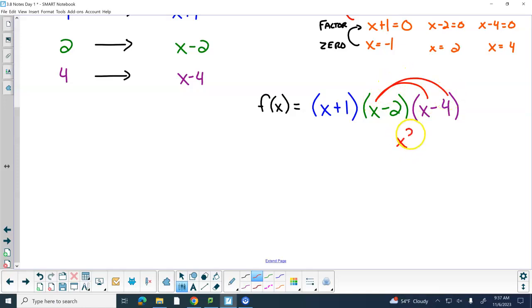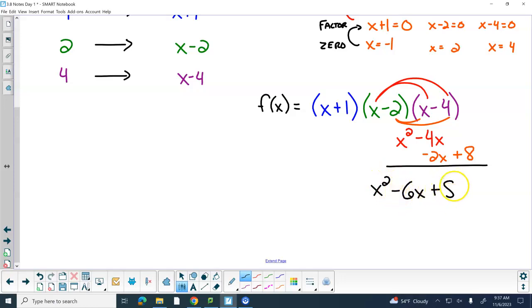That would give us x squared minus 4x. We'd have to distribute here and here. That would give us negative 2x plus 8. All told, that gives us x squared minus 6x plus 8. But then that still has to be multiplied by x plus 1. So now we've got to do another distributive.